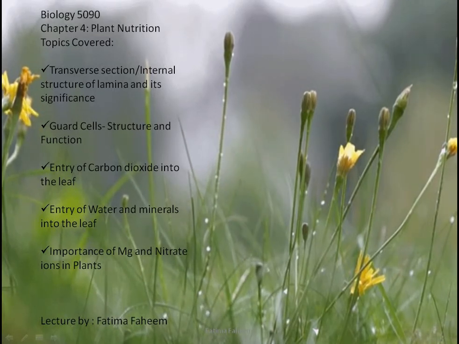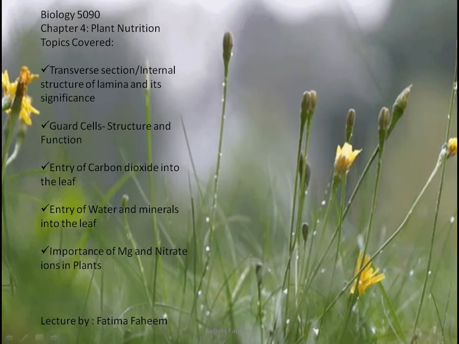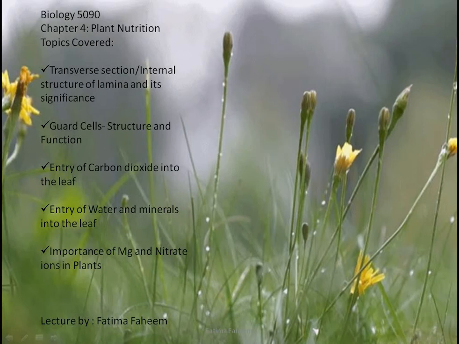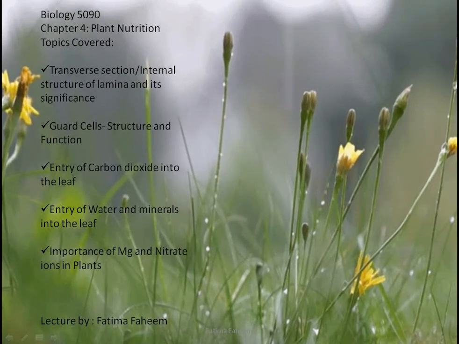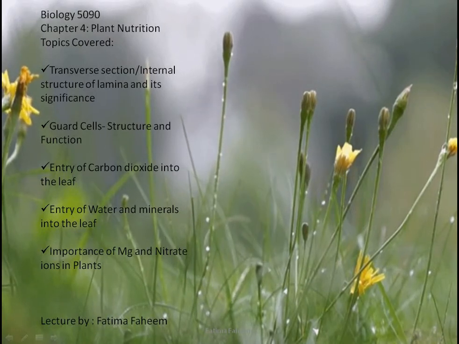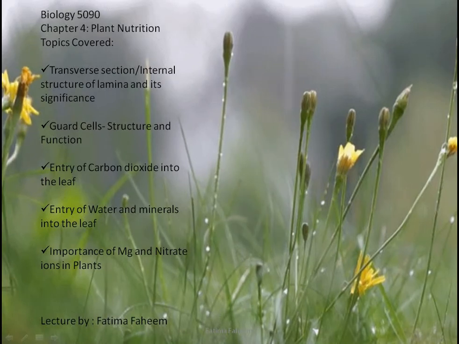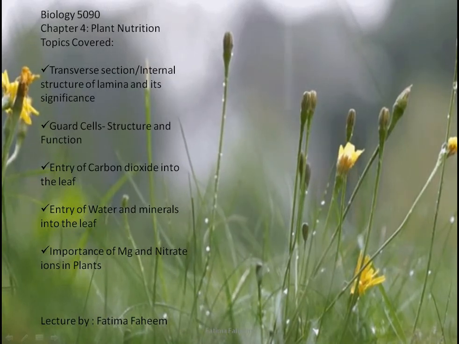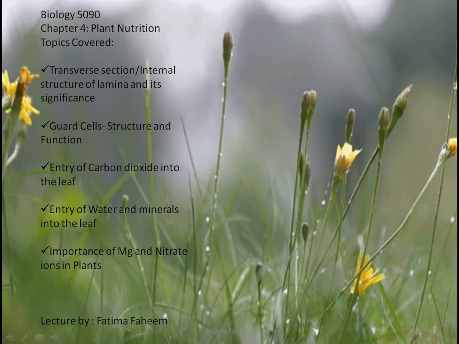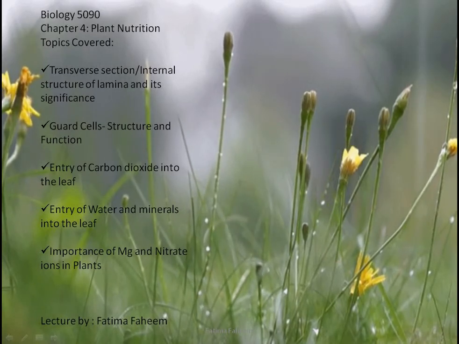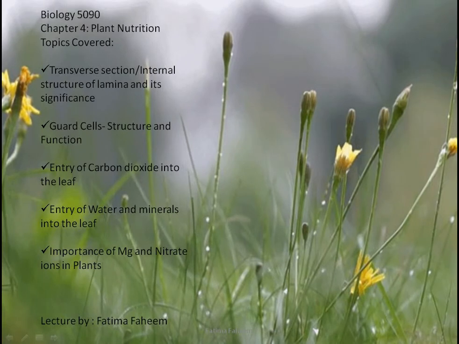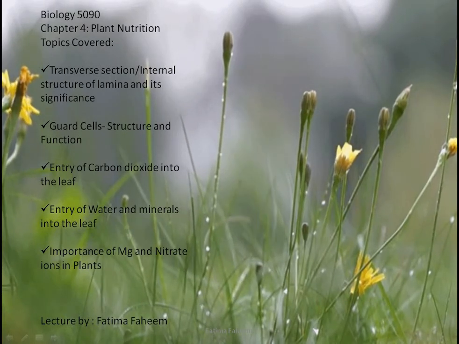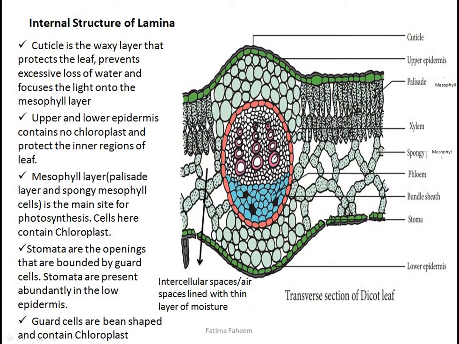You know that leaves are the sites of photosynthesis, and for that they should have the raw material or the reactants for photosynthesis. In our previous lecture we got to know that carbon dioxide and water are the raw material or reactants for photosynthesis, and now we have to see how they reach the leaf. Then we will see the importance of magnesium and nitrate ions in plants. Let's first discuss the internal structure of leaf.